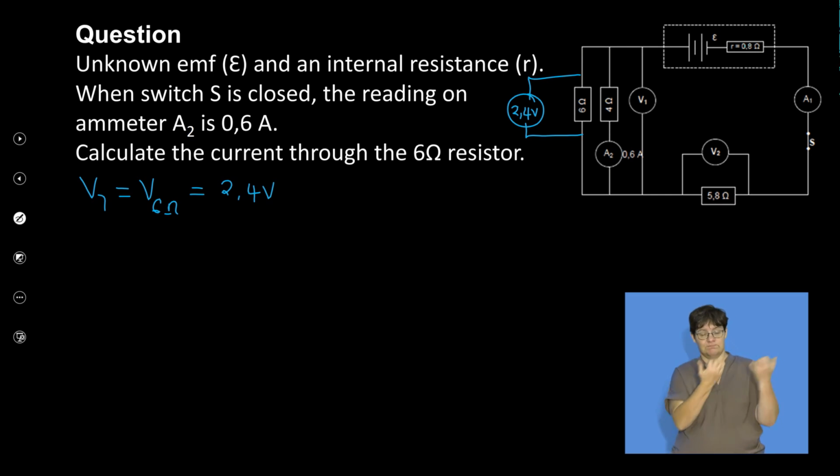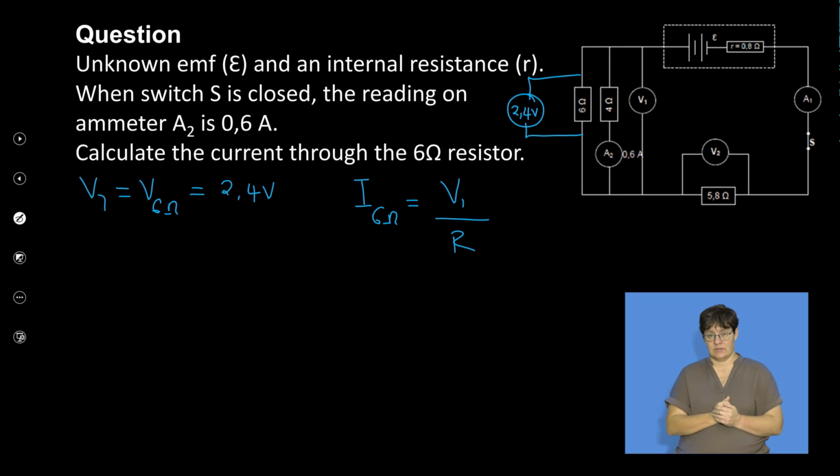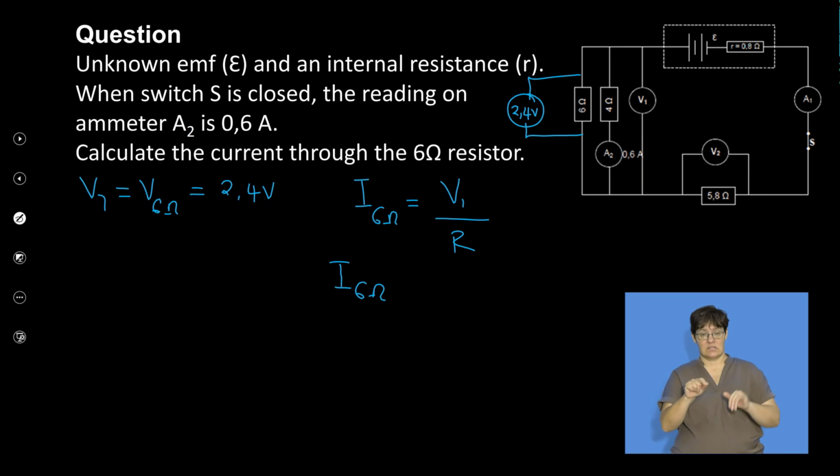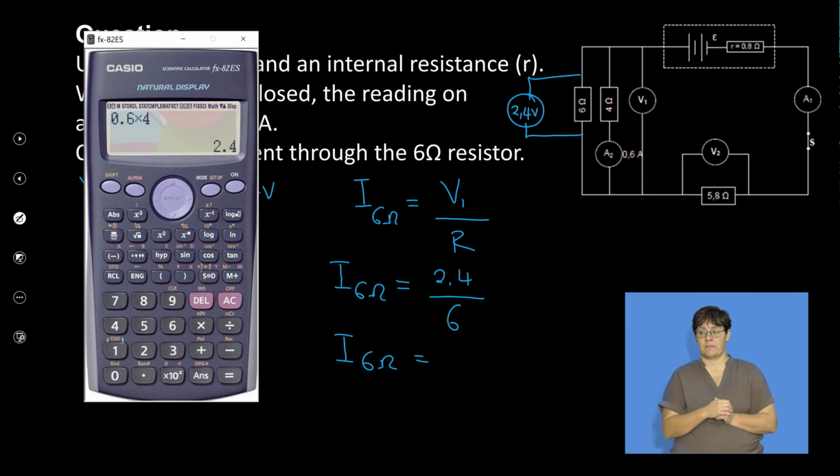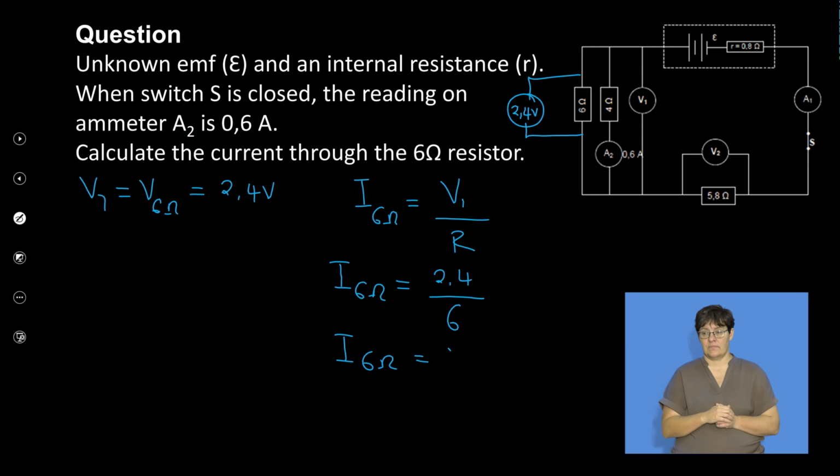Now we want to calculate the current that passes through the 6 ohms. We're also going to apply Ohm's law. The current through the 6 ohms is equal to the voltage across 6 ohms, which is the same as V1, divided by the resistance. So the current passing through the 6 ohms is equal to 2.4 divided by 6. This gives us 0.4 amperes.